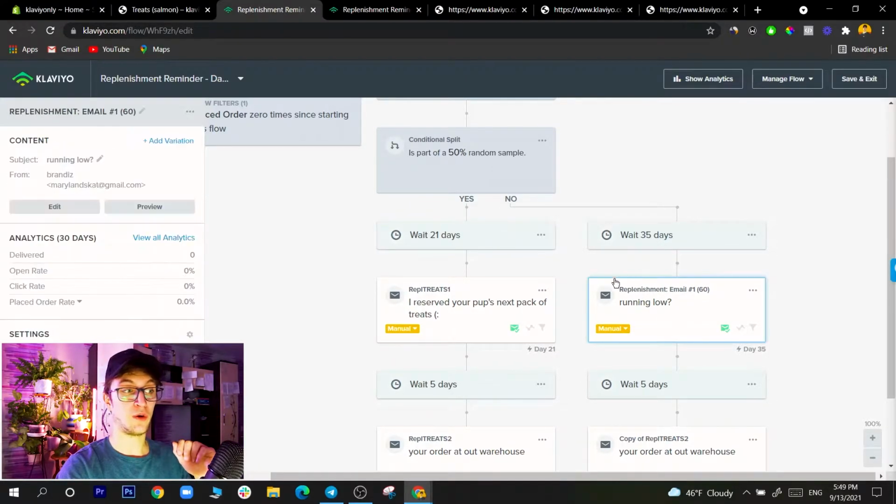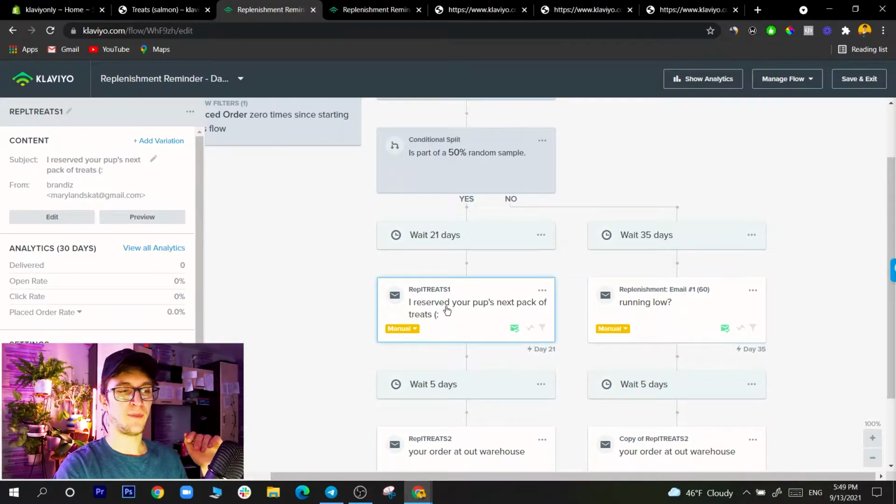And by the way, when you split test, the way you do this is you go to variation, and then you split test "running low" or "pet lover, running low" or "hey Dan, running low," something like that. But I do like "hey, I reserved your pup's next pack of treats." Boom, something different, right? Something that nobody uses.